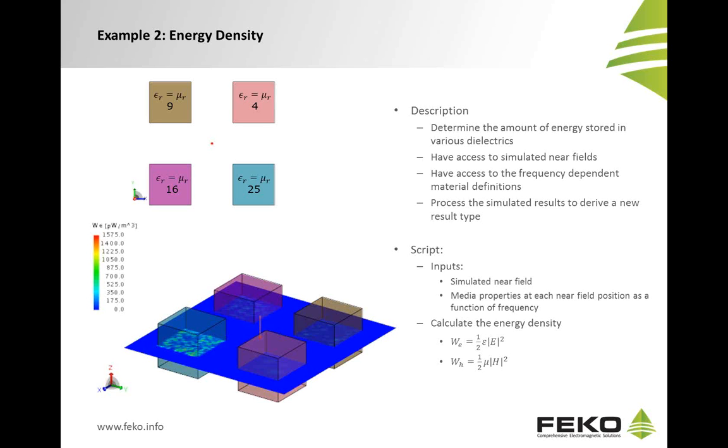They're just arbitrarily defined as the epsilon r and mu r, the permeability and permittivity, to 4, 9, 16, and 25 respectively. And we use these properties to calculate the energy density as indicated by the equation down at the bottom of the slide. The electric energy density is simulated as a function of the permittivity and the electric field magnitude. And the magnetic energy density similarly with the permeability and the magnetic field magnitude.